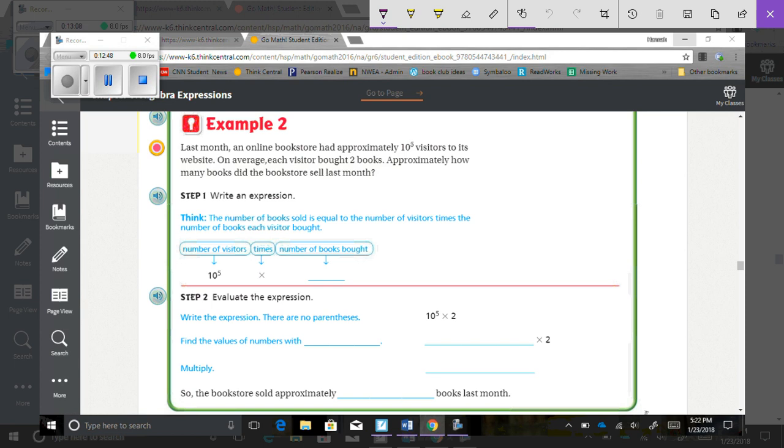Step 1, you're going to write the expression. Think: the number of books sold is equal to the number of visitors times the number of books each visitor bought. So the number of visitors would be 10 to the 5th times the number of books bought, which is 2. Now we're going to have to evaluate that expression. So write the expression. There are no parentheses, so we have 10 to the 5th times 2. Find the values of numbers with exponents.